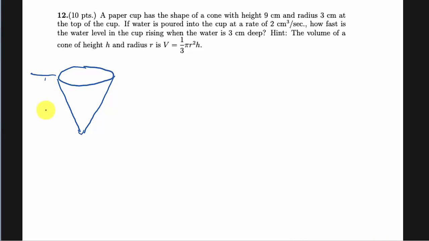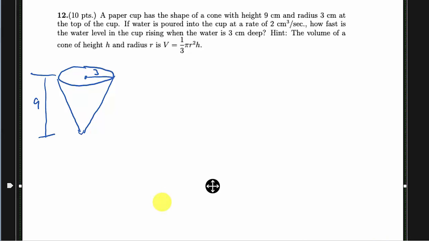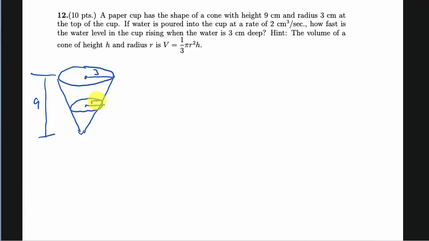All right, so we've got the height here. That's 9. The radius is 3. And water is poured into the cup. So we've got the water level here, and we're at a radius of r, and then we've got a height of h. And we know that the volume is 1/3 pi r squared h.